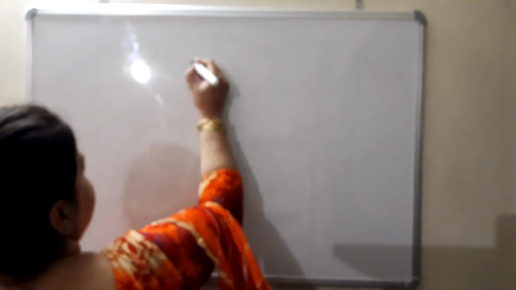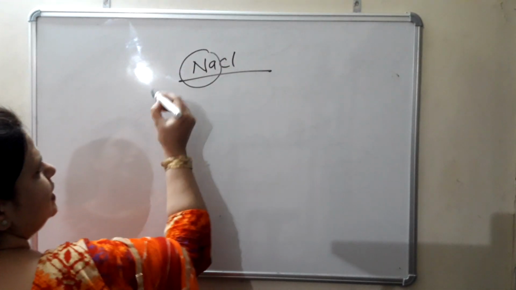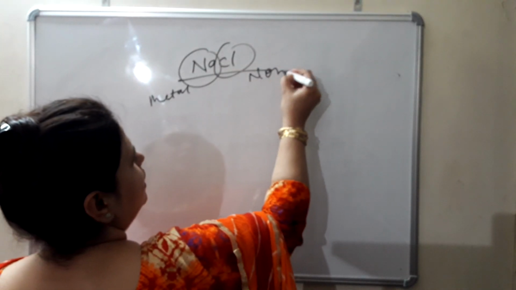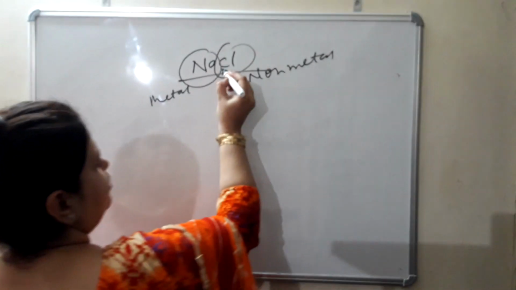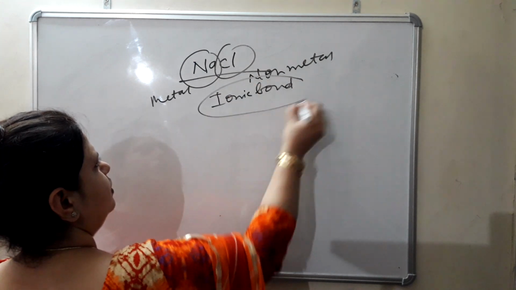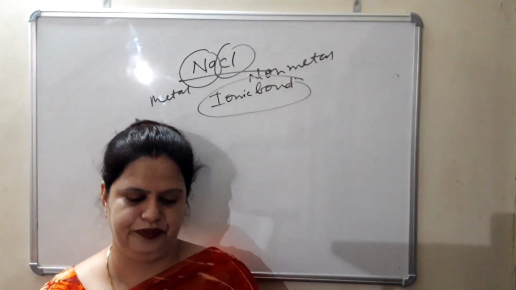See, for example, I am taking this NaCl. This is sodium chloride, in which this is metal and this is your non-metal. And the bond which is present in this is an ionic bond. I am not going to explain what that is, because you will do this in 9th. So this is a chemical bond which holds these two atoms together.